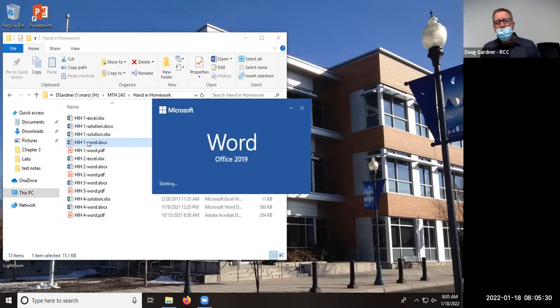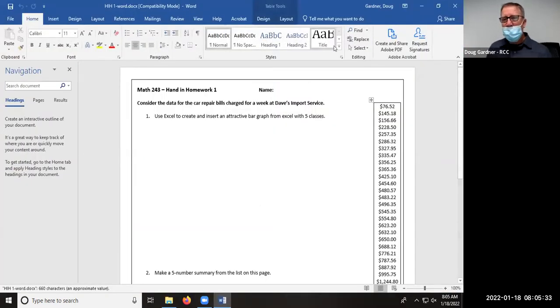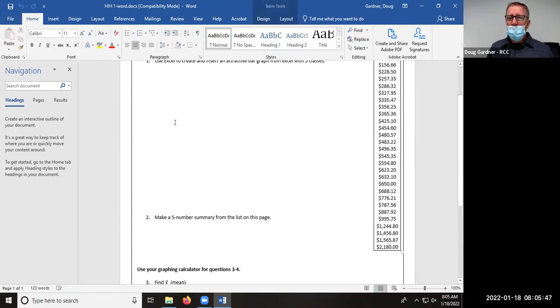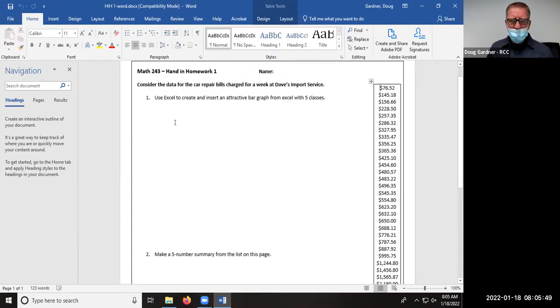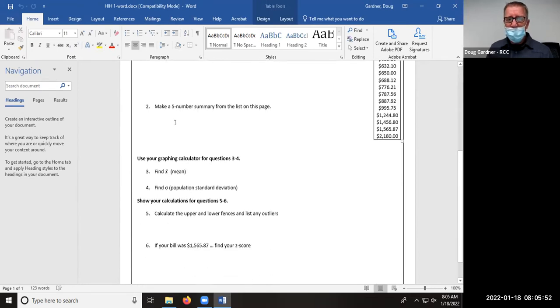Okay, so most of the hand and homeworks that I give in this class are things that you could just print out and write on if you want to, and that's true for this one too, except for the fact that you now know from Excel how to use Excel to make a nice looking bar graph. And so on this hand and homework, which isn't due, I need to talk about it today because you know how to do some of this.